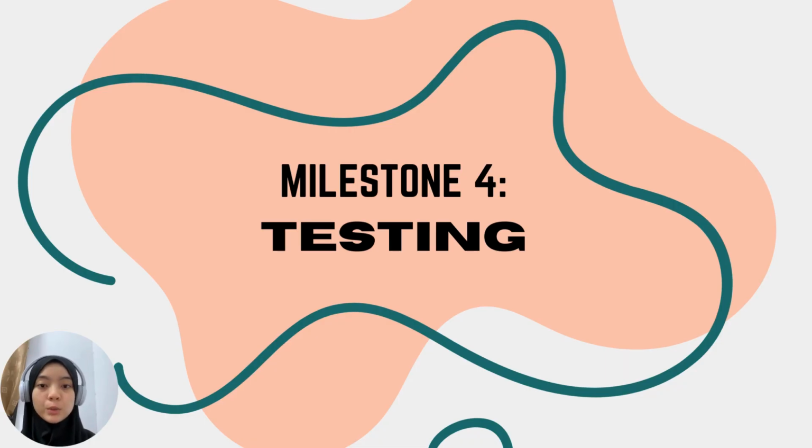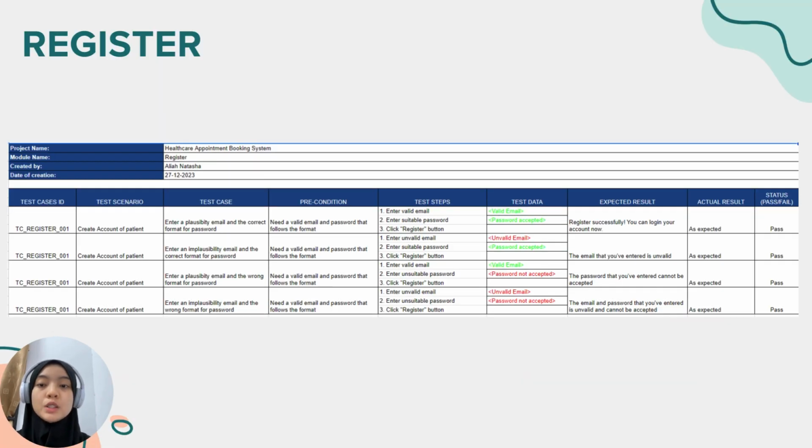For milestone 4, we have the testing part of the project. For the first module, we have a register module. The test scenario includes creating an account of the patient. The test case example is to enter a plausible email and the correct format for the password. The precondition needs a valid email and a password that follows the format. There are 3 steps in this test scenario, which are enter valid email, enter suitable password, click register button.